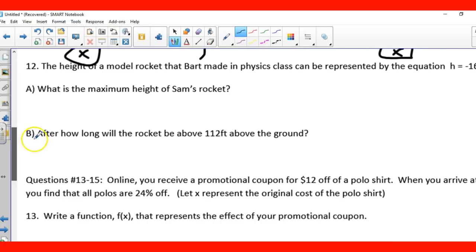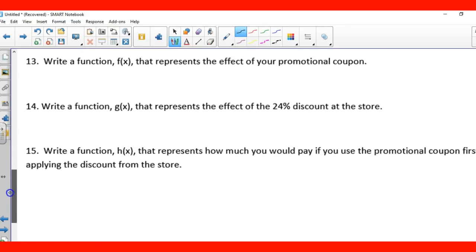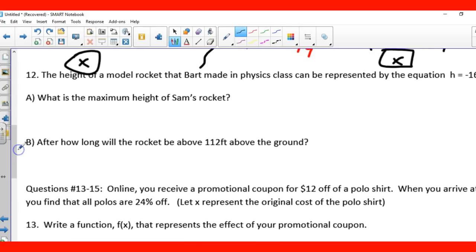All right, last problem right here. It says the height of a, oh, it's not the last problem. It's 13, 14, 15. Good night. All right, we're good.